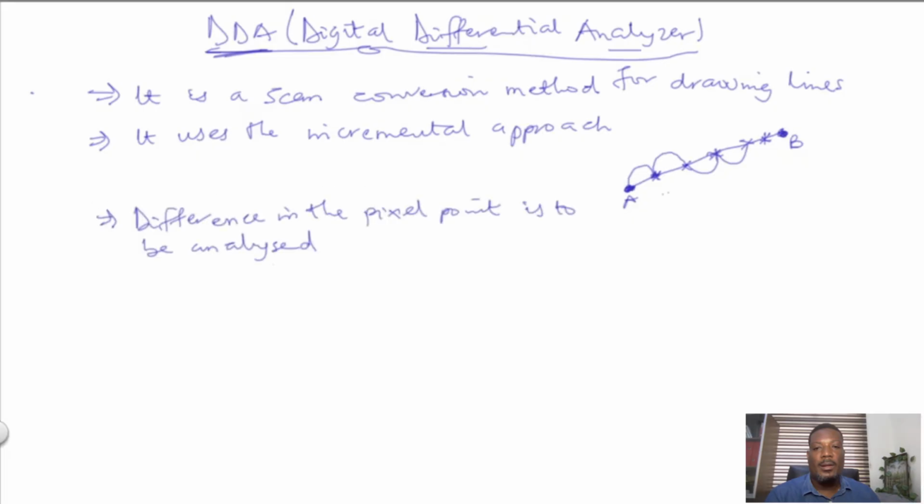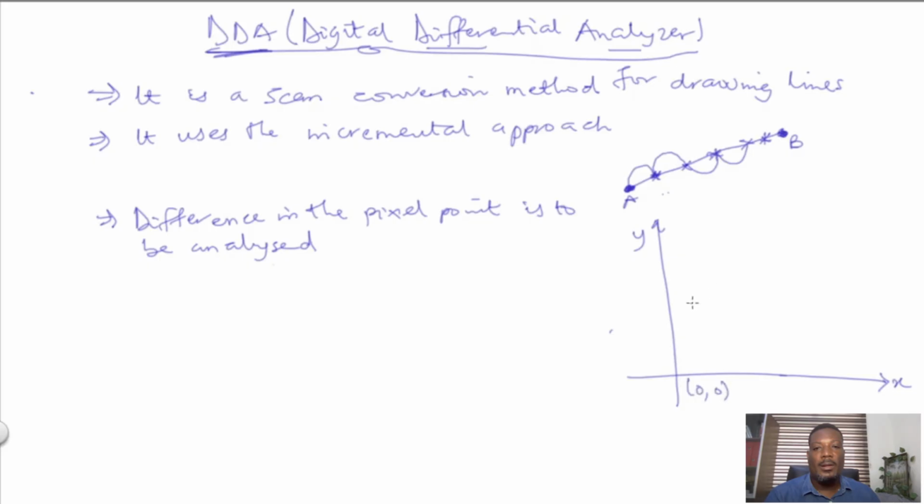Okay, so the third point is that the difference in the pixel points needs to be analyzed to be able to draw the line. So let's take an example. Let's take the XY Cartesian coordinate plane. We have an XY plane, we have our Y here, and of course this is the origin.